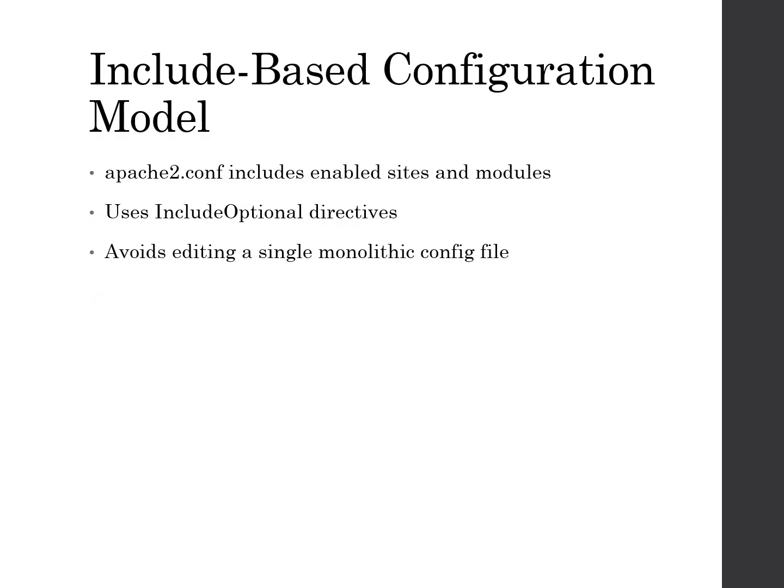Now, included in the base configuration model is enabled sites and modules, and this includes optional directives. You should avoid editing a single monolithic config file. You don't want to do this. Instead, you want to have other directives that you can use and instruct Apache, such as sites enabled and sites available. If we remember, we talked about that in the last slide.